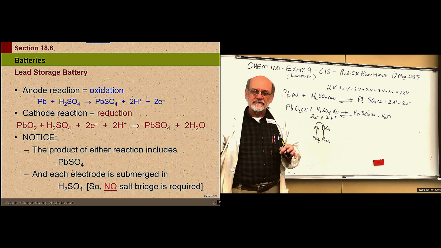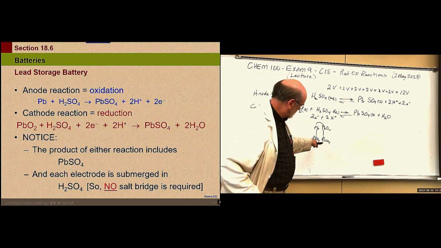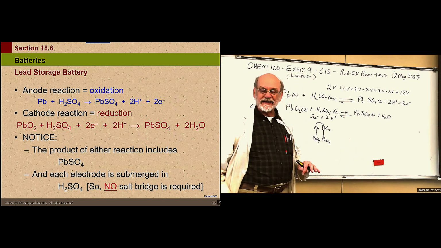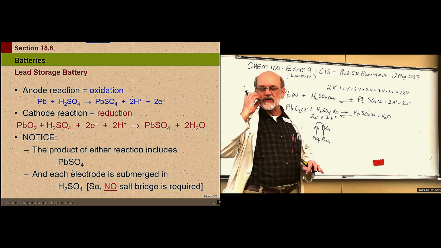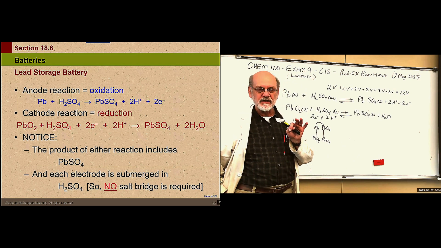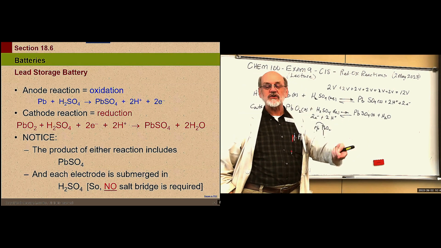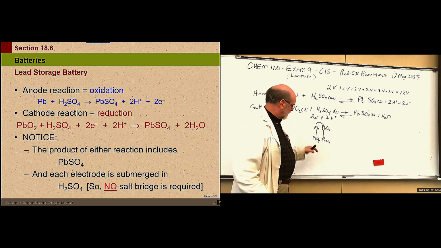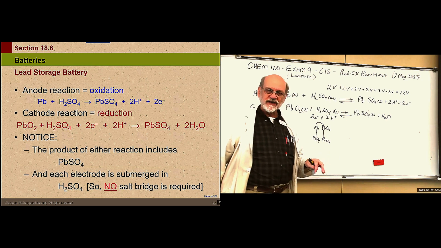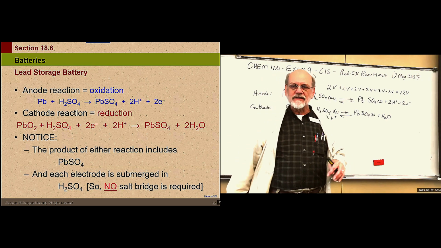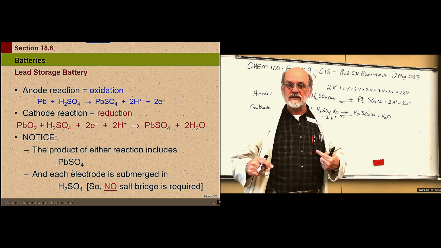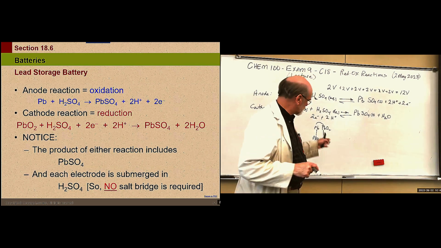The problem is that this lead sulfate is never completely reconverted. There's always some left on the plates each time you charge, discharge, and recharge back and forth, back and forth, back and forth. So eventually, you get these plates coated with lead sulfate, and the charging direction cannot access the solution.